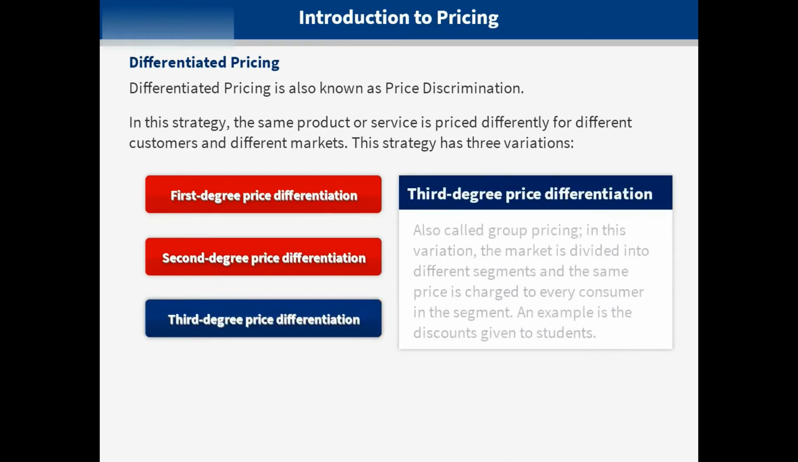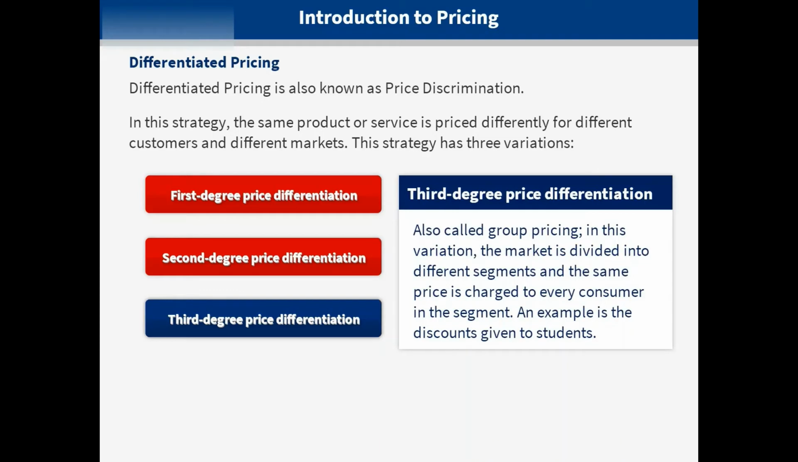Third-degree price differentiation, also called group pricing. In this variation, the market is divided into different segments, and the same price is charged to every consumer in the segment. An example is the discounts given to students.